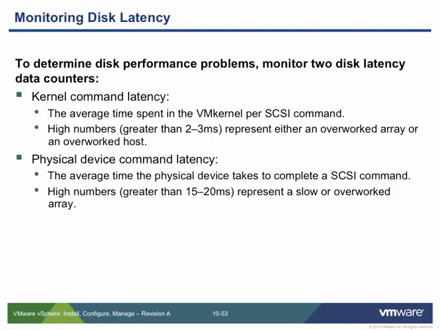High numbers, greater than about 2 milliseconds, can represent an overworked array or an overworked host. The way you differentiate between an overworked array or an overworked host is you then go look at the physical device command latency. This is the average time that it takes the physical device to complete a command. So kernel command latency is the time that the SCSI command stays in the VM kernel, and physical device command latency is how long the physical device takes to complete a command. And so this would be going across the storage area network to the array.